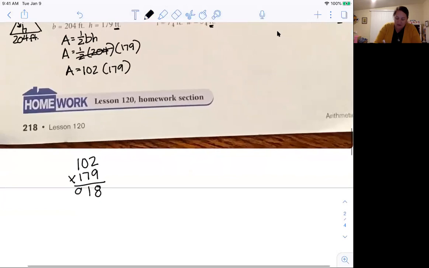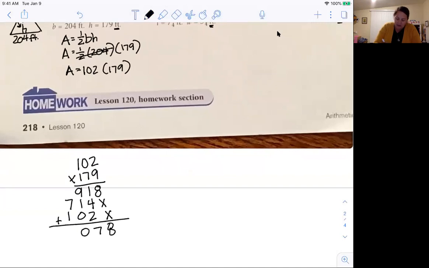9 times 2 is 18. 9 times 1 is 9. 7 times 2 is 14. 7 times 1 is 7. And this is times 1, so it's going to be 102, 8, 7, 0, 1, 9. Did you get 9,078?